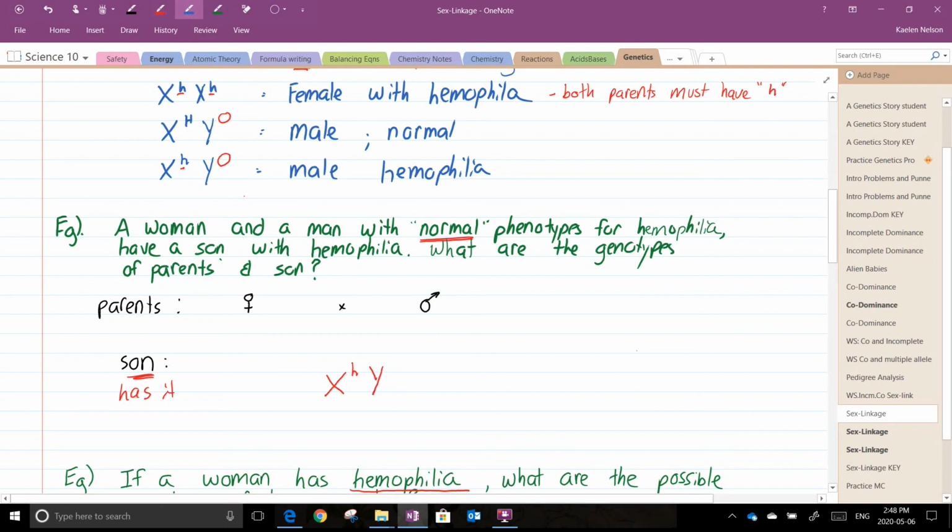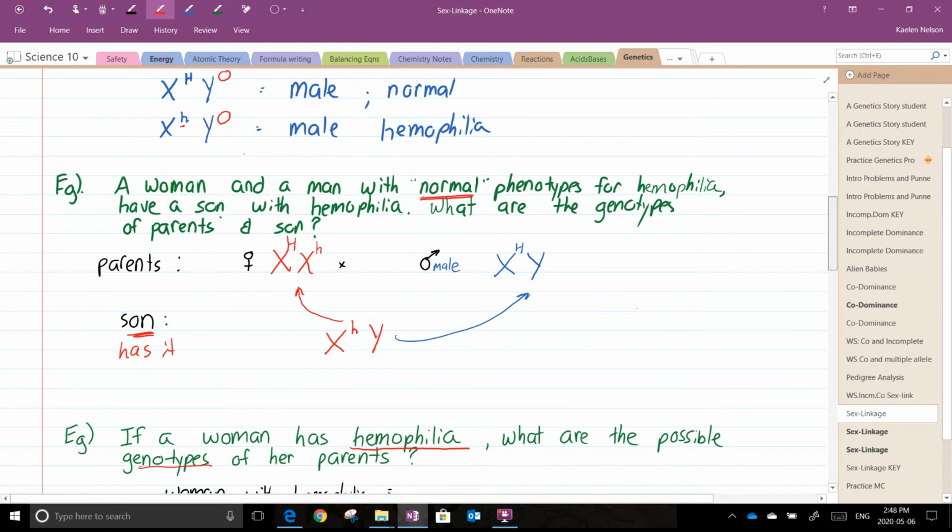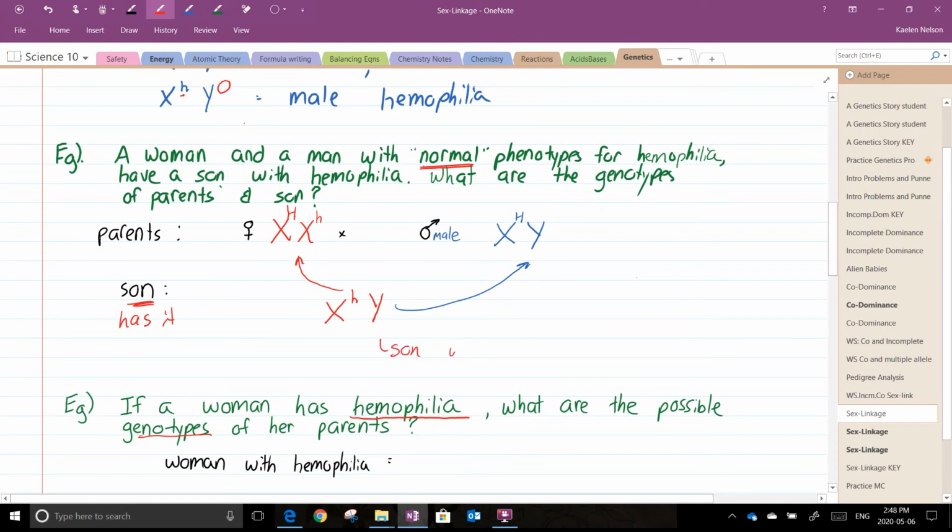Now we're going to work backwards. So I'm going to work backward here to the dad. This is the symbol for male. So dad contributed a Y. But we also know that dad has a normal phenotype, so he has to be big H. Then we'll work backward on the other side from the mom. Mom contributes the X, so mom is XX, and we have to get a little h for mom here. And it does say she's normal, so she should have a big H here. So these are our genotypes for our parents and the son. This is the son with hemophilia.